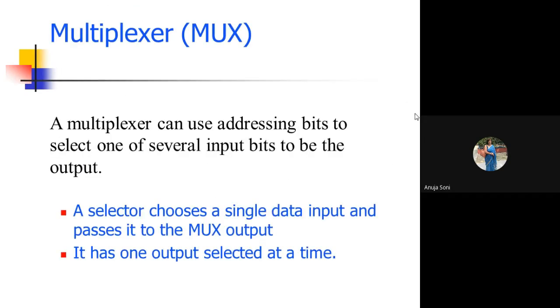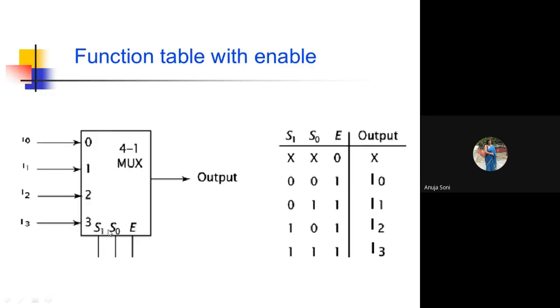A multiplexer can use address bits to select one of the several input bits to be the output. A selector means whenever we talk about a multiplexer, we will have some input lines, some selection lines, and one enable line as well. Enable means whenever its value is 1, only then will this multiplexer be enabled or functional, otherwise it will be disabled. So it will be disabled in case the value of E is 0.